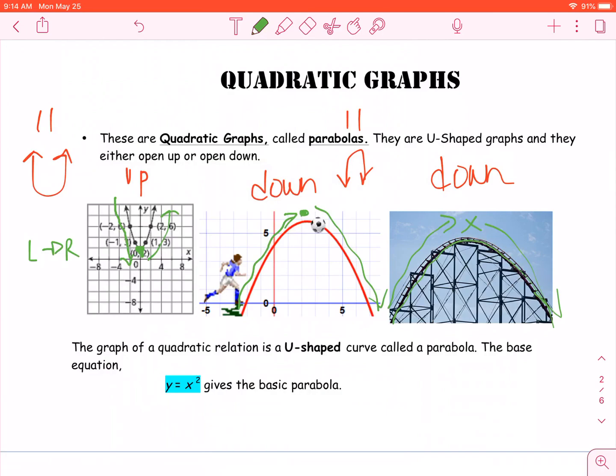Okay? The main thing is our U-shaped graph, again, is called a parabola, and it gives us the basic parabola of y equals x squared. Now, sometimes we have parabolas that might change or alter, where it's not always going to be that parent graph. But for now, let's just focus on the fact that all of these graphs, if it looks like a U, it's going to be quadratic because they are parabolas.